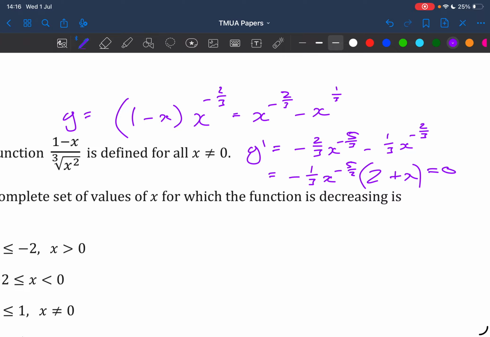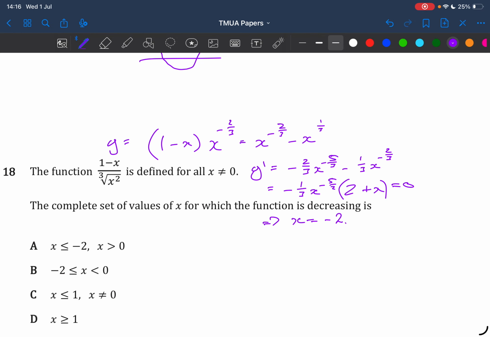When does that equal 0 then? Whenever x is minus 2. So that's our one turning point that we have. The other one is never going to equal 0. Not a possibility because it's like 1 over x, isn't it, basically? So that's good. Let's find out then whether we are increasing or decreasing.